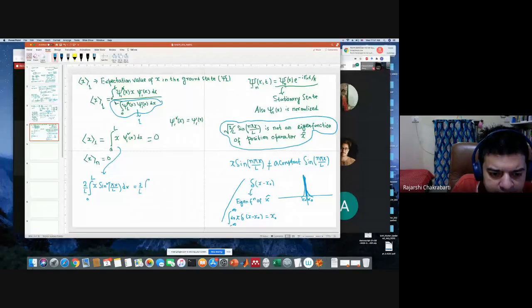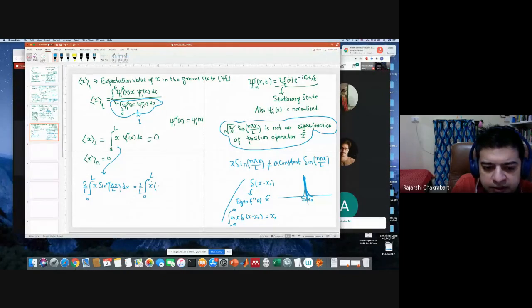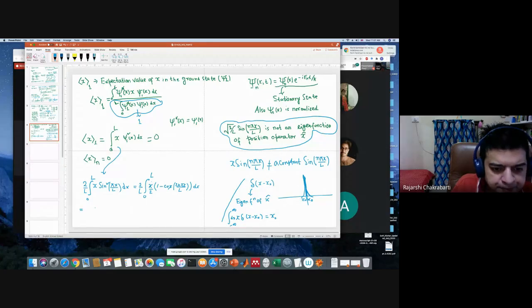Again, I do the same thing, no? I just integrate 0 to L, and then you make use of the trigonometry. So sine square x is 1 minus cos 2n pi x by L dx, but of course I have a factor of 2. So the first term will give me 2 by L, x into 1 by 2, which is taken outside, so essentially it will give me x square by 2, and 0 to L, minus 1 over L integral 0 to L x cos twice n pi x.